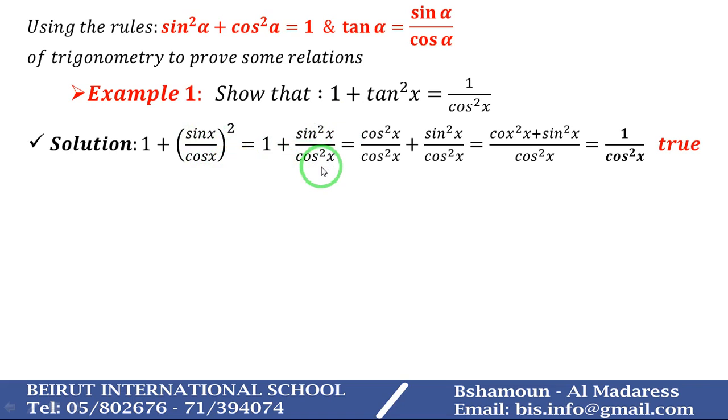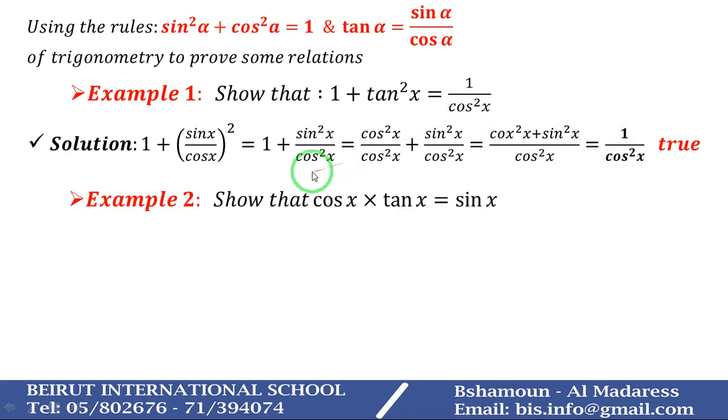And don't forget here that in such equations you can work on one side or both sides by replacing the values and by reducing to the same denominator. So cosine square x over cosine square x plus sine square x over cosine square x. We take cosine square x as the same denominator and we add the numerators, which gives cosine square x plus sine square x over cosine square x, equal to 1 over cosine square x, which is true as the relation above.